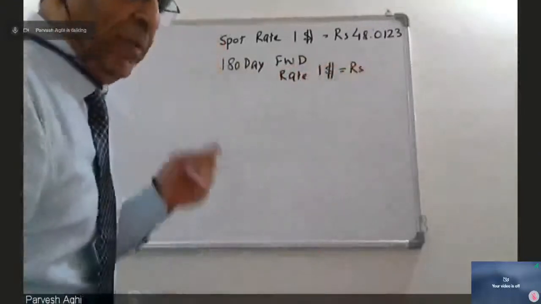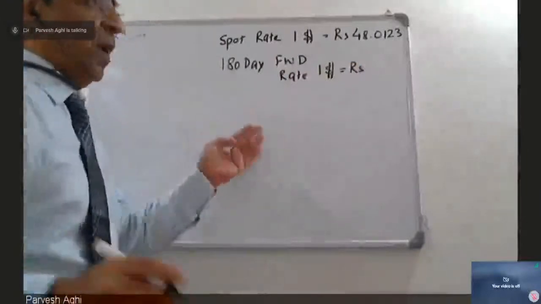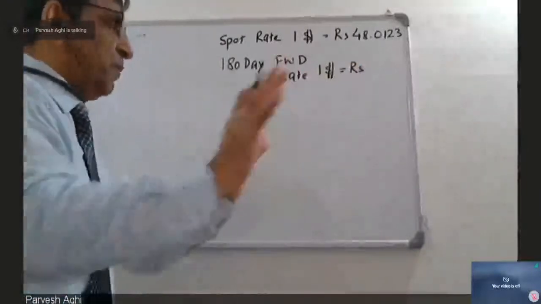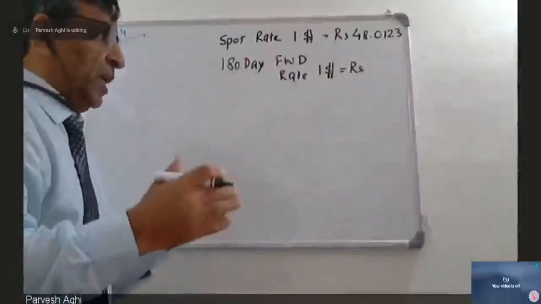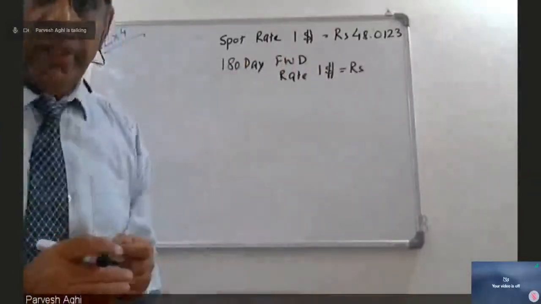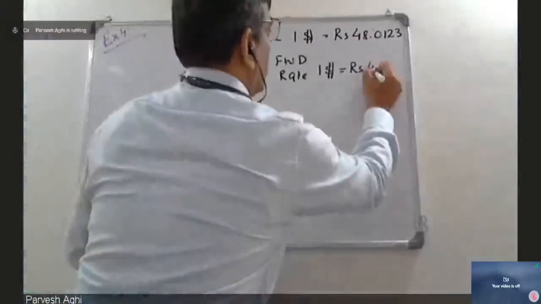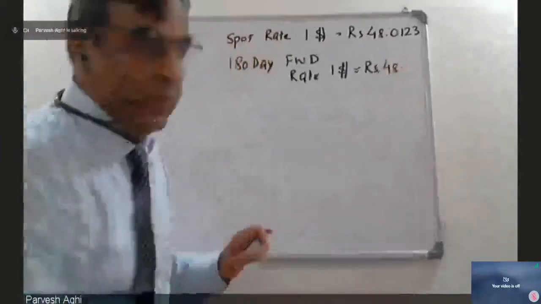While I am writing the question, please try to solve this question yourself. It's very easy. Whatever I explained under the arbitrage concept, it actually fits into that. So it's a very simple question. 48.8190.